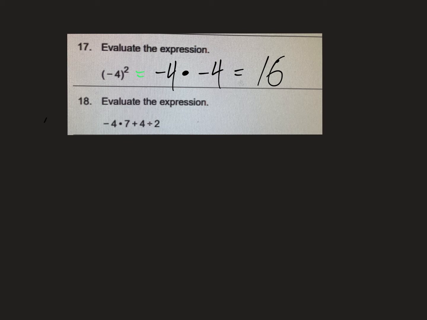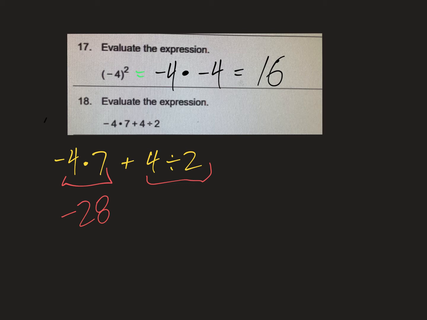And let's take a look at number 18. So negative 4 times 7 plus 4 divided by 2. Now, we should start by, in this case, multiplying and dividing because our exponents and parentheses are already cleared. So let's see how that works out. We'll start by multiplying these two. Negative 4 times 7 makes negative 28. And these two we're going to divide before we add the two numbers together. So 4 divided by 2 is 2. Now we add, and we should get negative 26, and that will be the answer to number 18.